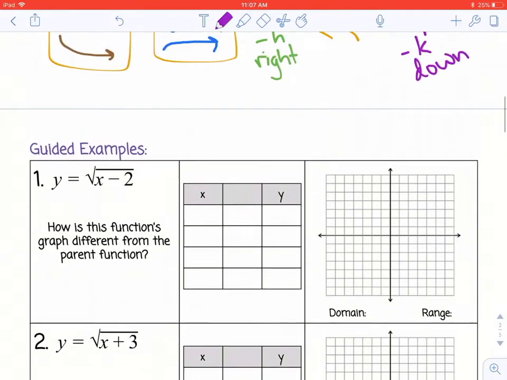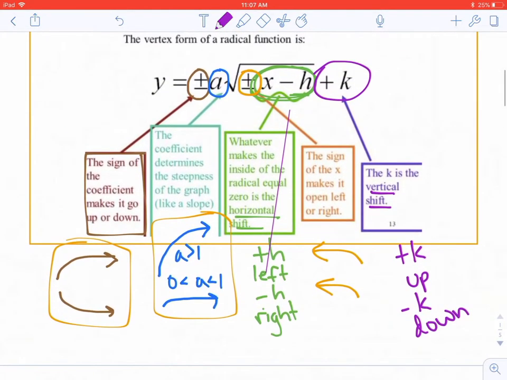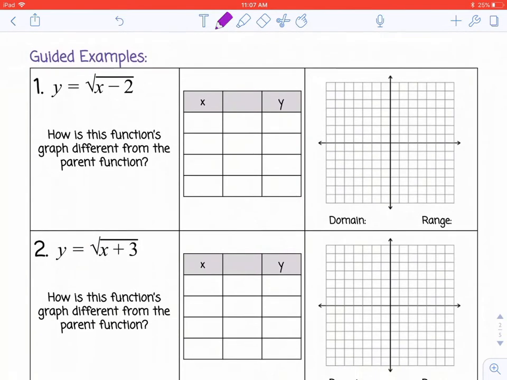So if we take a look back at our transformations, the value that has changed is the one right here, x minus h, the part underneath the radical sign. And that makes it go to the left or the right. So notice if it's a positive h, it goes to the left. And if it's minus h, it goes to the right. So in example 1, we have minus 2, so it actually goes to the right 2 units. So that's how it is different from our parent function. And we say that it shifts to the right 2.